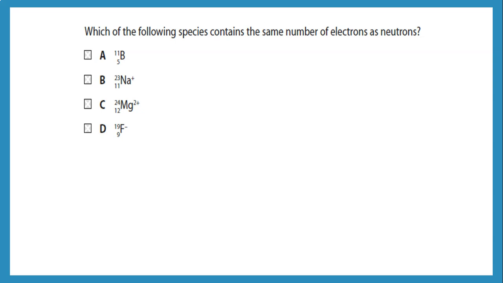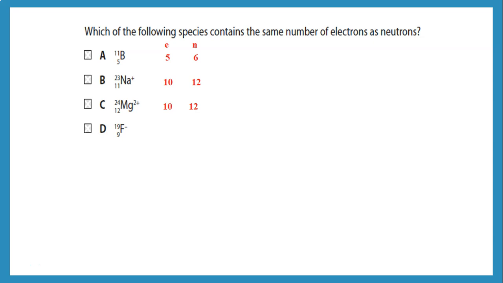Which of the following species contains the same number of electrons as neutrons? So you can sit down and calculate the number of electrons and number of neutrons for each of these. Number of electrons in the first choice is 5. The number of neutrons is the difference, 11 minus 5, that is 6. So these are not the same. He wants something that has the same number of electrons as neutrons. So Na plus means it has lost one of its electrons, so now it has 10, and the number of neutrons is 23 minus 11. Again, that's not my answer.